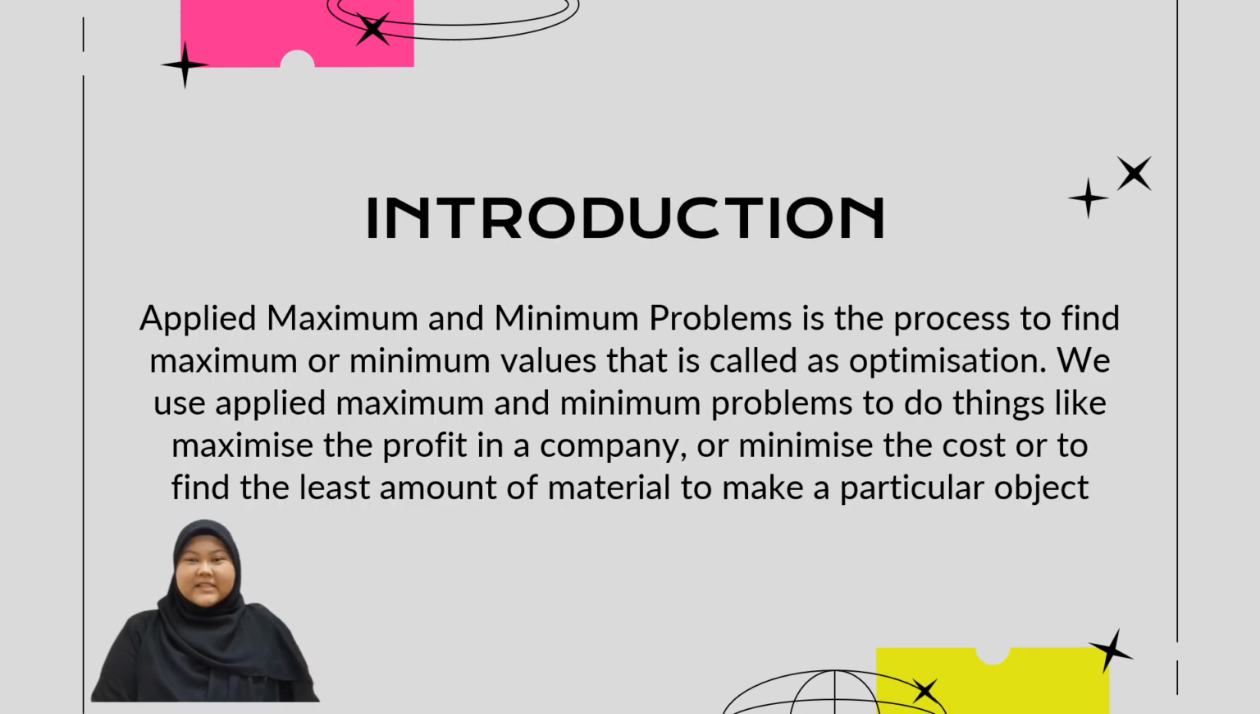What are apply maximum and minimum problems? Apply maximum and minimum problems is the process to find a maximum or minimum value, which is called optimization. We use it to do things like maximize the profit in a company, minimize the cost, or find the least amount of material to make a particular object.